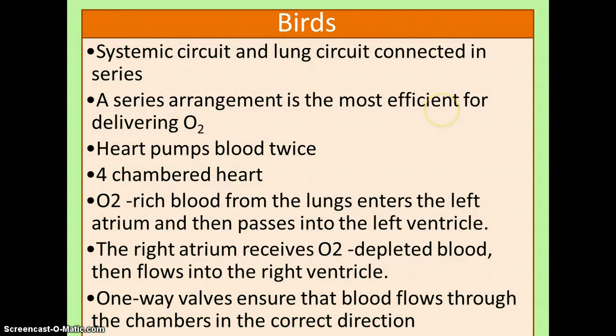And we're on to the birds. So birds have a very similar circulatory system to mammals. Their systemic circuit and lung circuit are connected in series. They have a four-chambered heart that pumps twice, and the flow of oxygen-rich and oxygen-depleted blood through the heart is also the same. However, most birds have a higher metabolic rate than mammals, meaning their circulatory system is working a lot harder and faster to pump blood to different parts of the body.